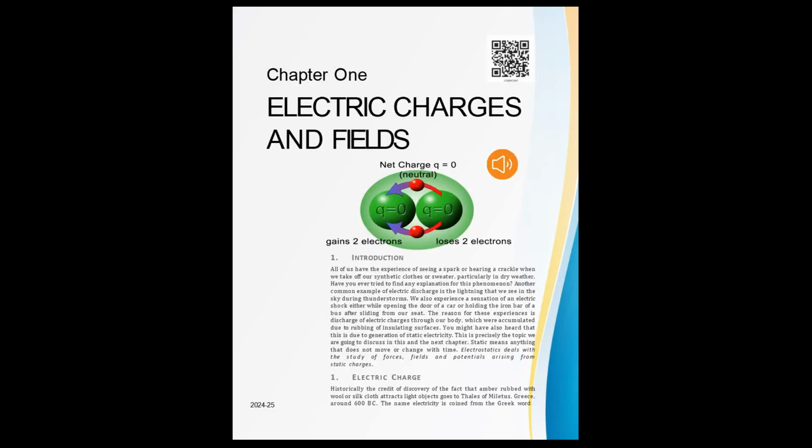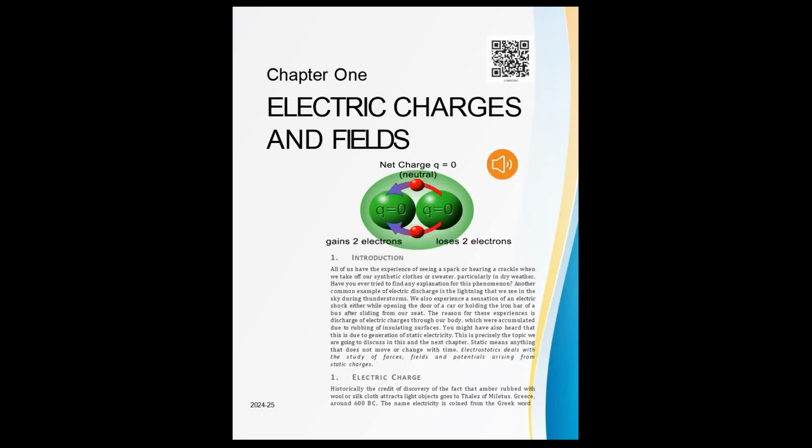Electric charge. Historically, the credit of discovery of the fact that amber rubbed with wool or silk cloth attracts light objects goes to Thales of Miletus, Greece, around 600 BC. The name electricity is coined from the Greek word electron, meaning amber.